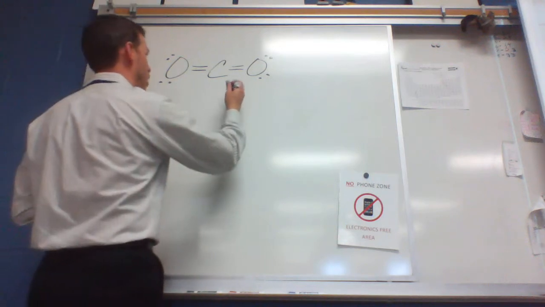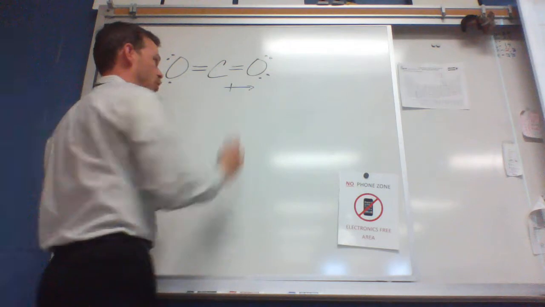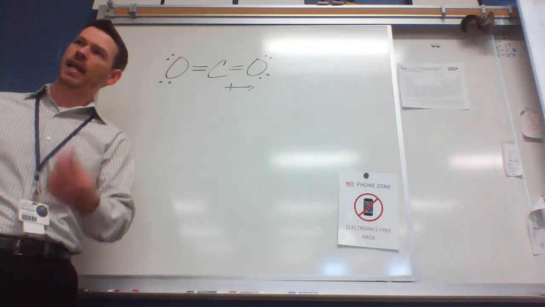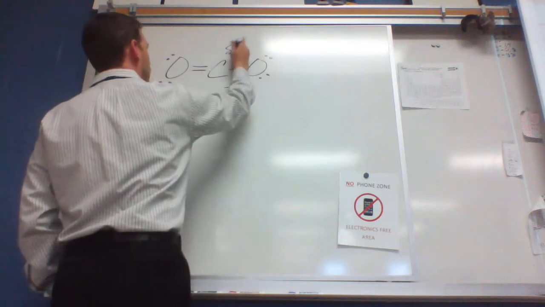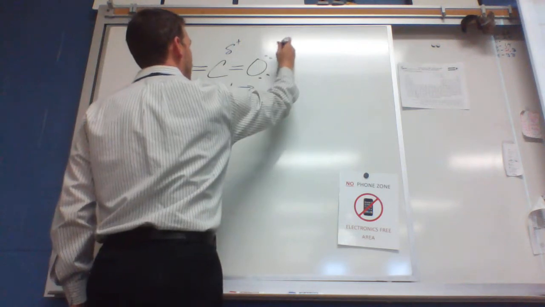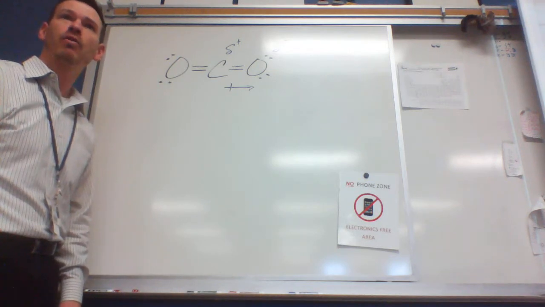Which direction will the arrow point? Towards oxygen, because oxygen is the more electronegative of the two. That would make carbon my partial positive and oxygen my partial negative. Are you with me so far?